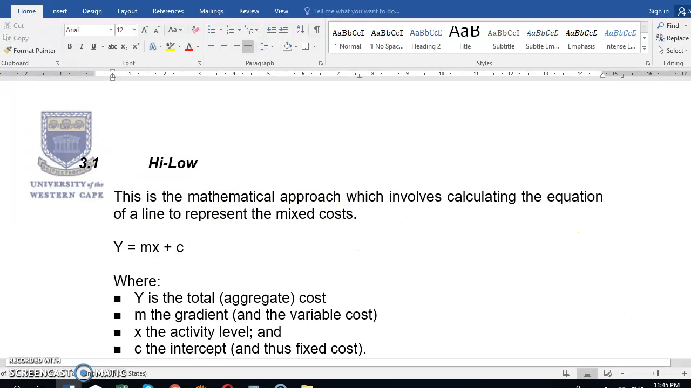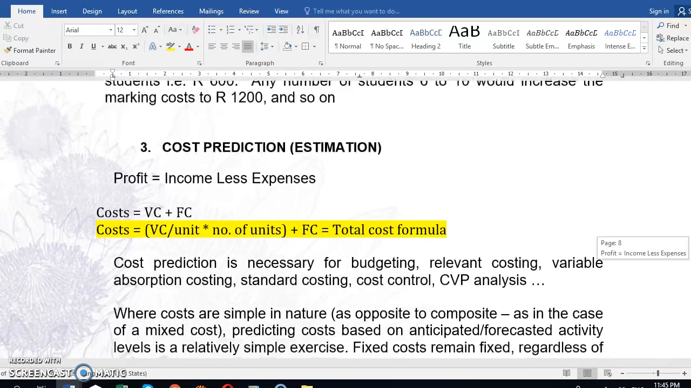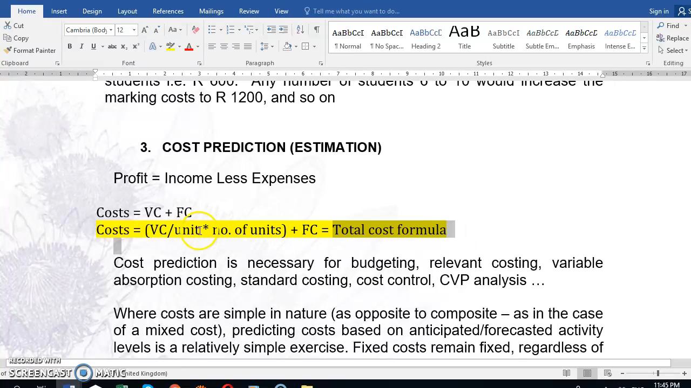Some of us may forget that from high school, but basically y equals mx plus c is: the total cost is equal to m, which is your gradient in the old high school, so m times x, influenced by the number of units, plus c. This is known as the constant. It's not influenced by the number of units. So basically it's based on this formula.